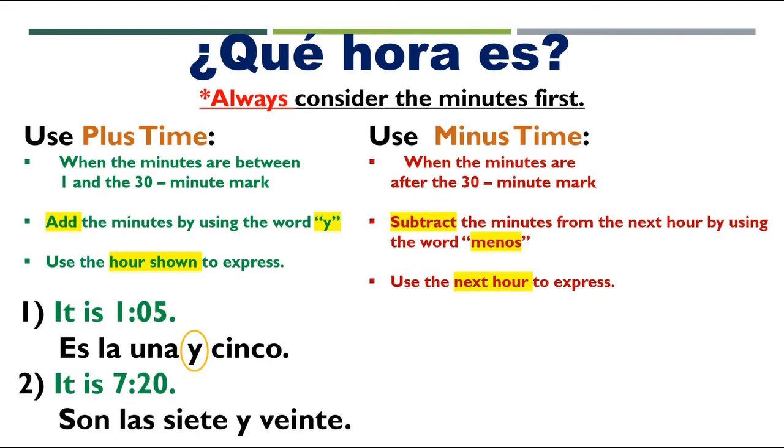It is 7:20. Focusing on the minutes first, how many are there? 20. Ask yourself, is 20 between 1 and 30? Yes. So therefore, we are going to use plus time. We know we will be adding the minutes, but first, what is the hour? The hour that's shown. That is 7. We know that 7 is a number other than 1, so we begin with son las. Son las siete. We add the minutes, e, and the minutes are 20. Son las siete y veinte.